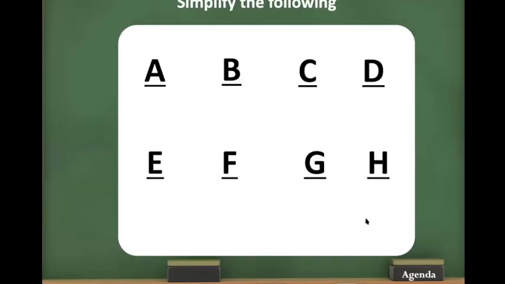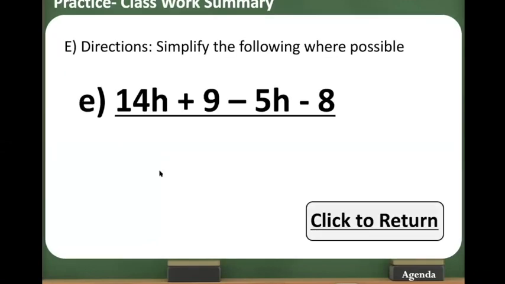Let's choose another letter. So we're gonna choose E. Let's go to E. E says 14H plus 9 minus 5H plus minus 8. So 5H minus 8. First thing we know, we collect the like terms. We put all the like terms together. That will be our first step. You always do it in steps. You always show your working. I'm gonna give you a chance to show your working.